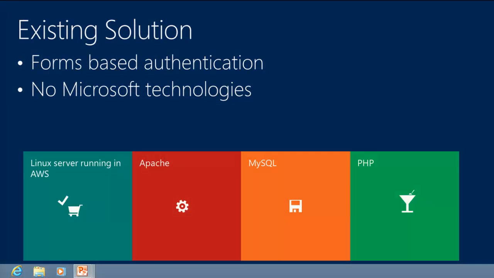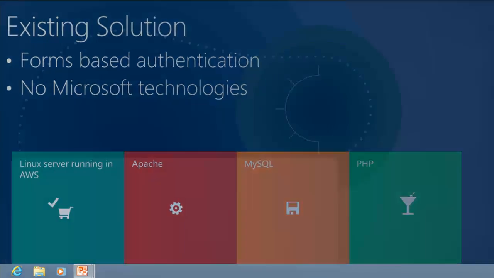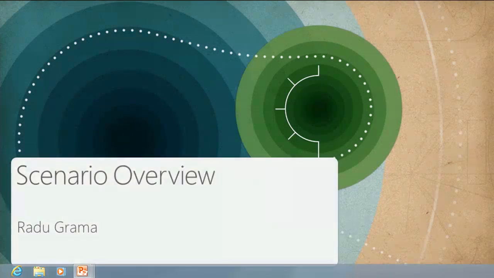We have an existing solution, and it uses forms-based authentication, and again, no Microsoft technologies. There's Linux running in Amazon Web Services, AWS. There's Apache, MySQL, and also PHP code running as well, and the choice of icons is on purpose. So with that, Radu is going to demonstrate the existing solution that we have.